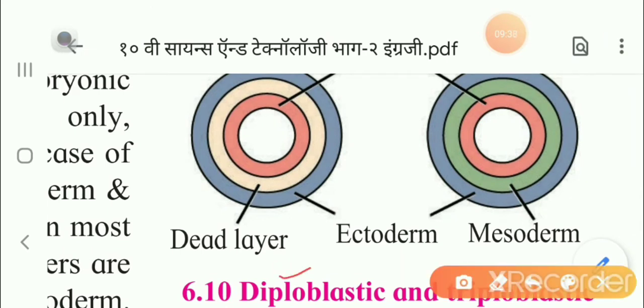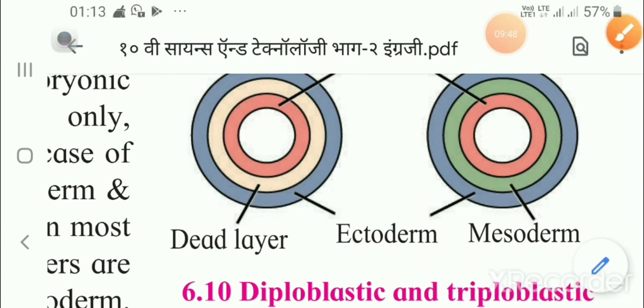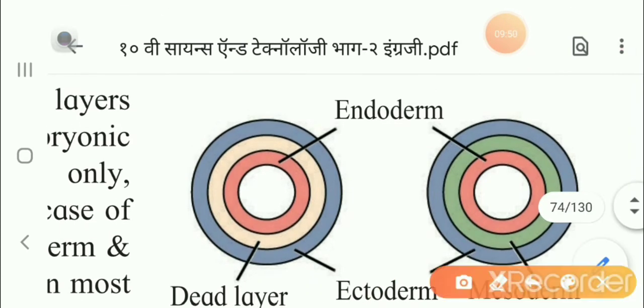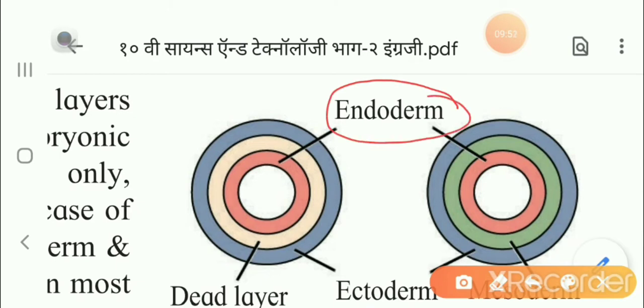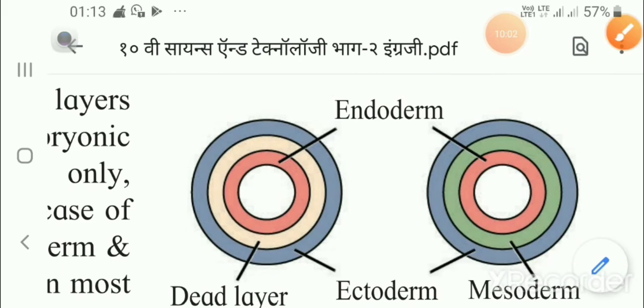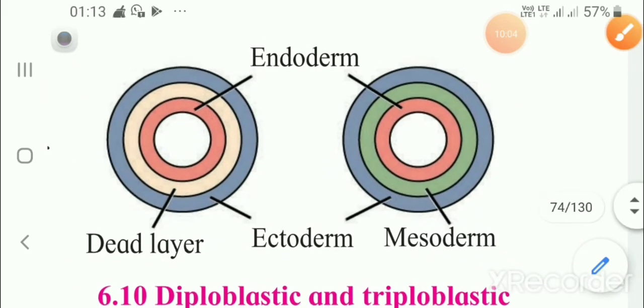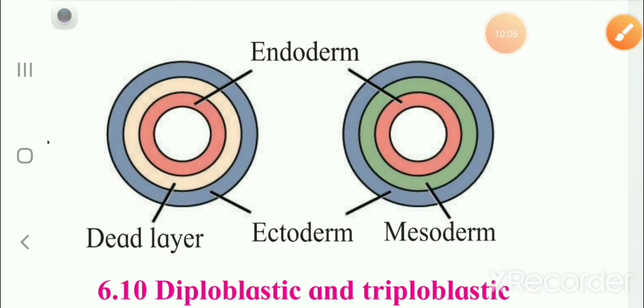Here you can see diploblastic, and in this is the ectoderm, and further we can see here this is the endoderm. So these 2 layers are there, ectoderm and endoderm. Ectoderm is outside and endoderm is inside. In between, one dead layer is there. Further, we'll see next, that is triploblastic.